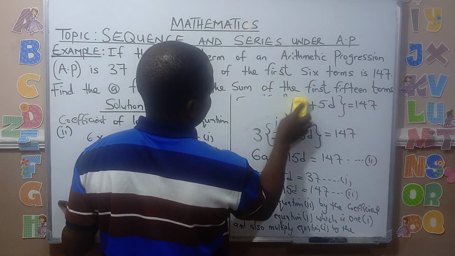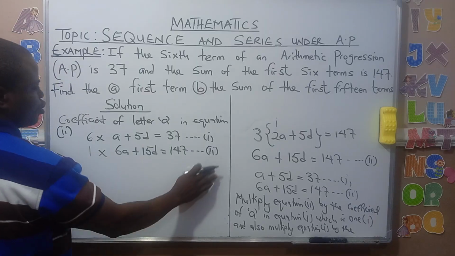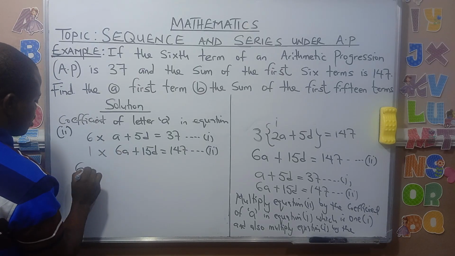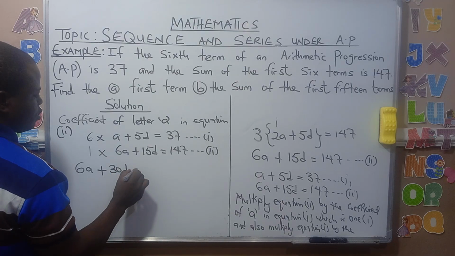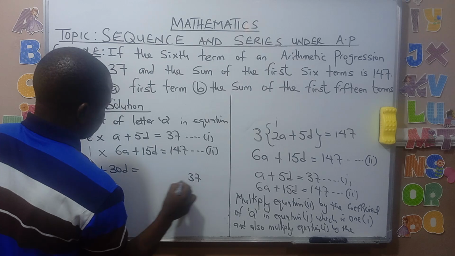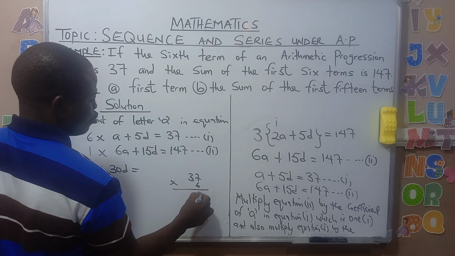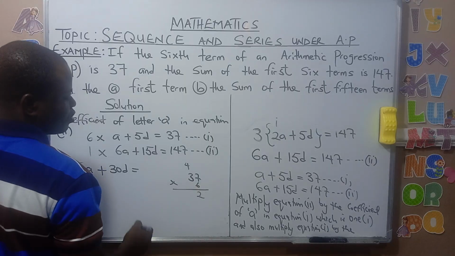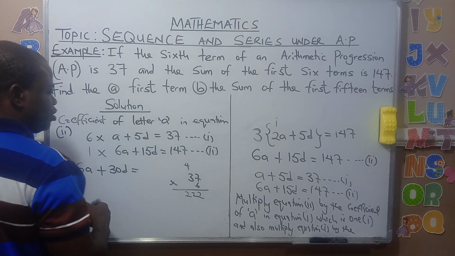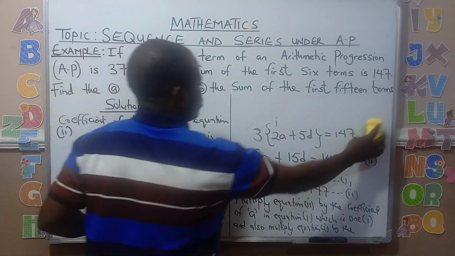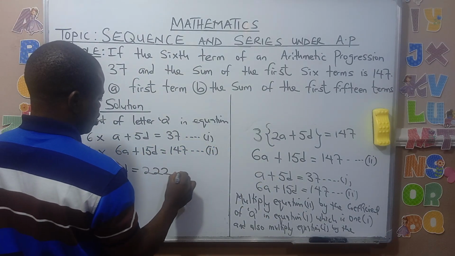When you do that, you have the following to result in another equation. 6 times a, that is 6a. 6 times 5, that is 30d. 6 times 37, let's see, 6 times 7 is 42, put 2 down, carry 4. 6 times 3 is 18, 18 plus 4 is 22. So 222. 6a plus 30d equals 222. That's our equation 3.